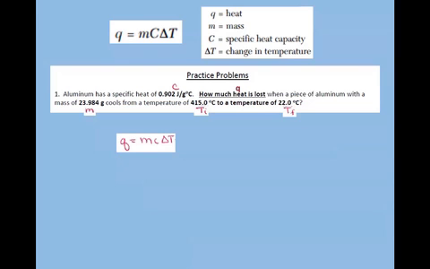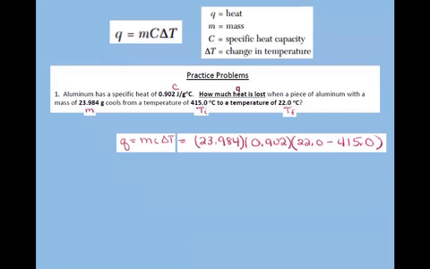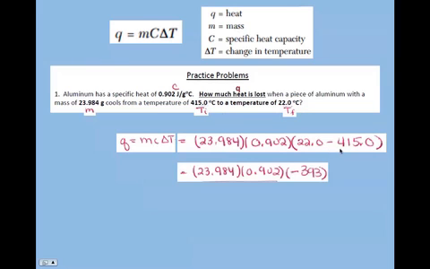So we have Q equals mc delta T. You're going to see here that my mass, M, is that 23.984 grams. C is my specific heat, 0.902. And then delta T, remember, is final minus initial. So I'm going to show my 22 minus 415. Now you can either write it in like this, or we can simplify that down and get that there's a negative 393 degree change.